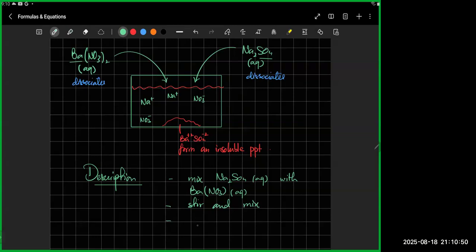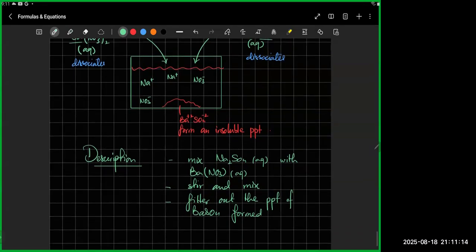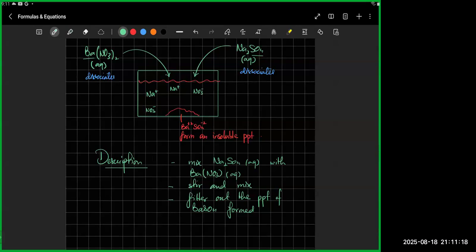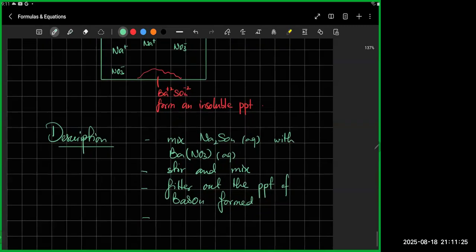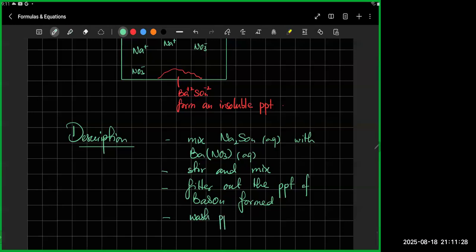A precipitate would immediately form. What you're going to do is filter out the precipitate of barium sulfate formed. That's it. Just mix the two together and filter out the barium sulfate precipitate that's going to form. The last thing is, once you've filtered it, wash the precipitate with distilled water. Precipitate, remember, is a solid. Wash precipitate in distilled water and dry in sunlight.